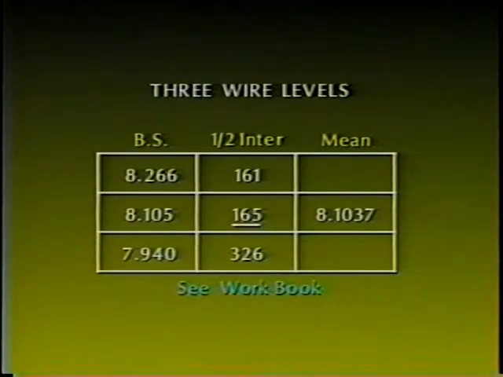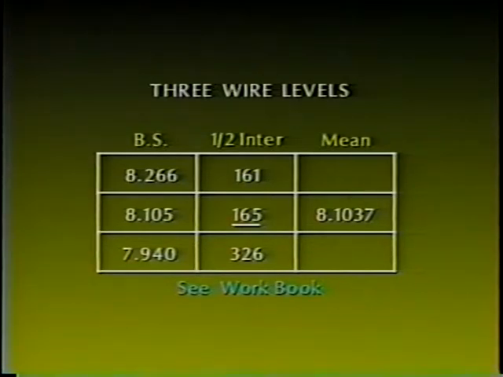Three-wire levels is a method used to obtain higher accuracies than normal differential level procedures. In our example, the first set of backsight readings represents the readings on the rod for the top, middle, and bottom crosshairs of the level scope when sighting the rod. 8.266 is the top crosshair reading, 8.105 is the middle crosshair reading, and 7.940 is the bottom crosshair reading.